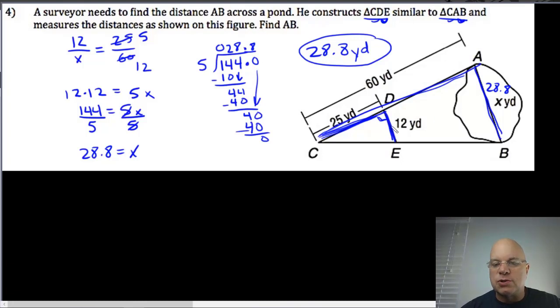This side of this small triangle is less than half of this longer side, and 28.8 is less than half of 60 because half of 60 is 30, so it looks like a pretty reasonable measurement to me. I hope that helped. I'll see you tomorrow.